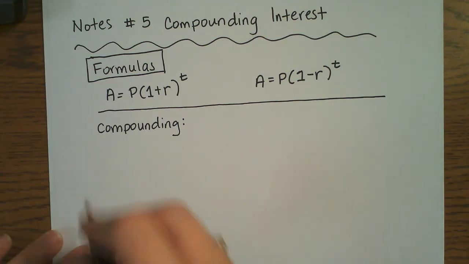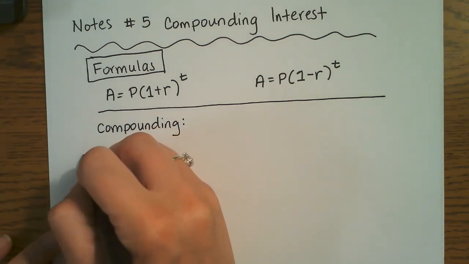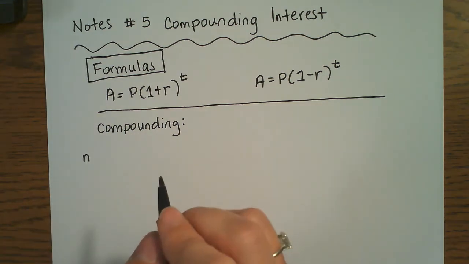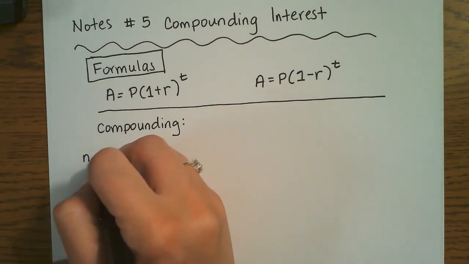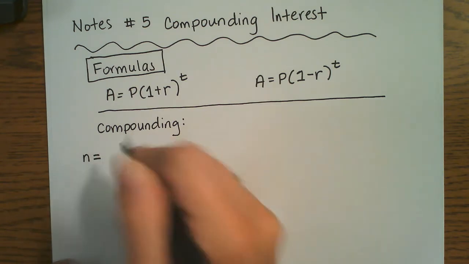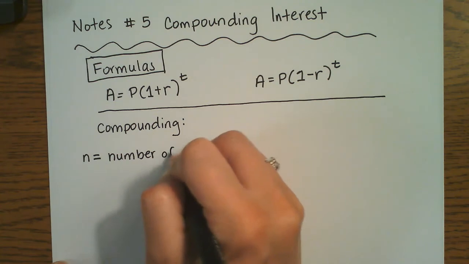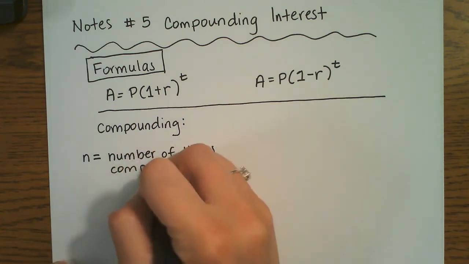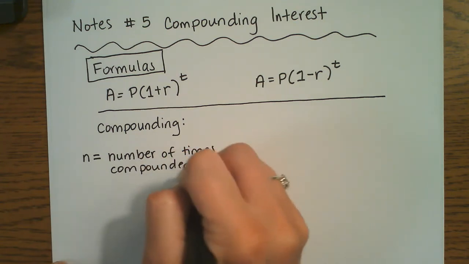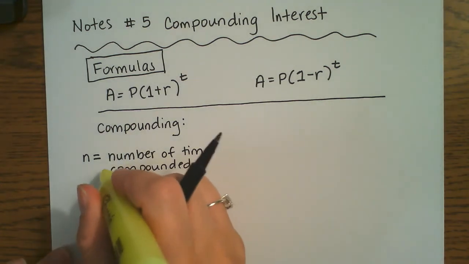And that is going to put a new variable in our formula. N is the number of times compounded. So we'll see that word in our notes today, or in our examples.